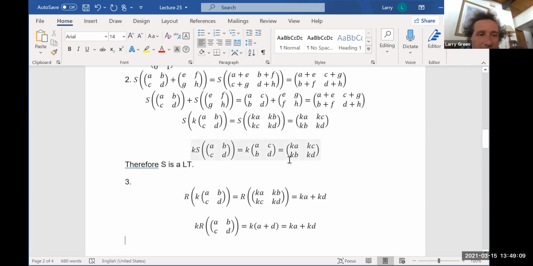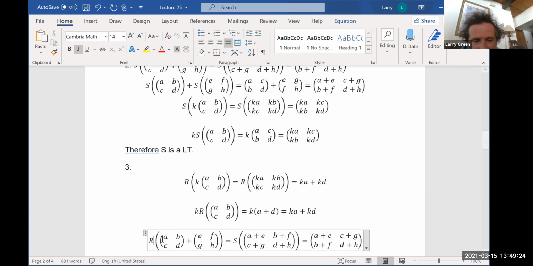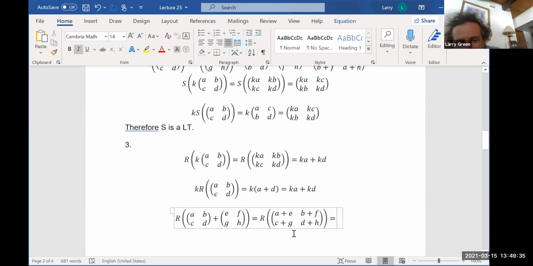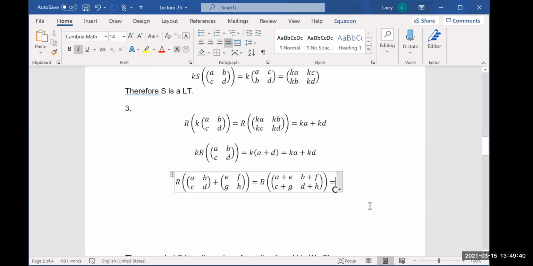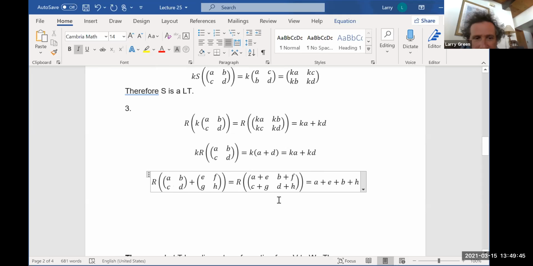Okay, and again, it doesn't matter which order you prove them in. So let's go to number 1. And the idea here is we can copy and paste, make it a K instead of an F, an R instead of an S. That S becomes an R. So what is R of A plus E, B plus F, C plus G, D plus H? A plus E plus D plus H. Okay, any questions on that?